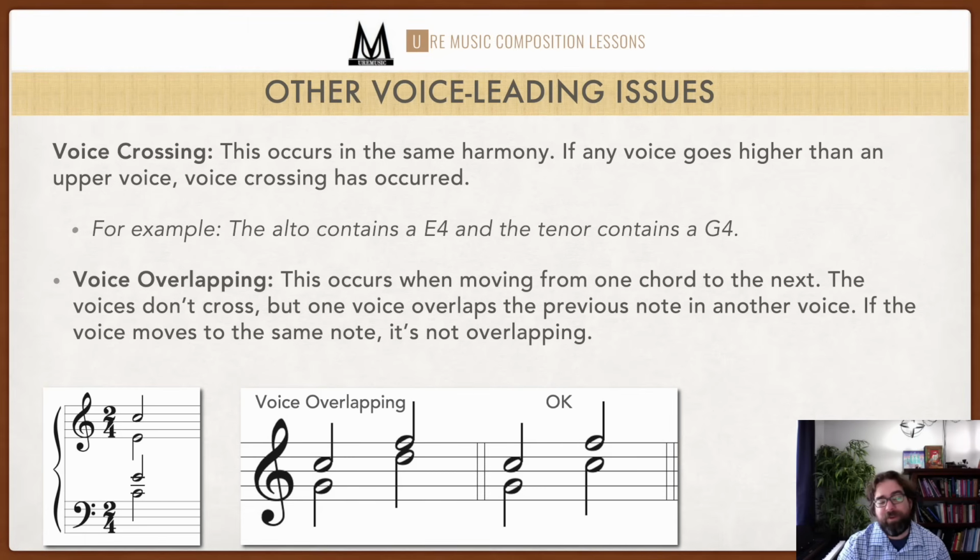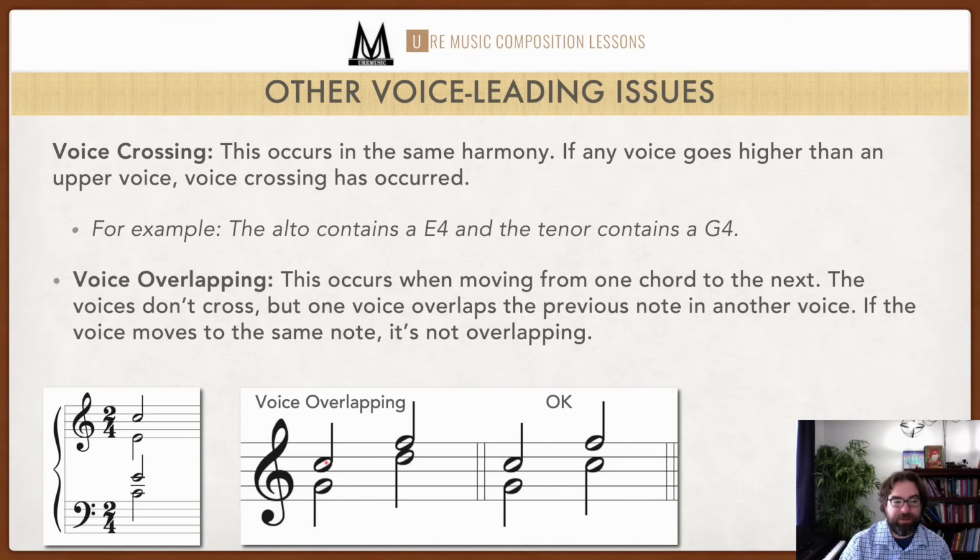Okay, so a few issues that students often encounter in their harmony writing when they're writing for four parts. The first one would be voice crossing. This occurs in the same harmony. So if you look at this chord right here, this G4, because it's in the fourth octave register, actually sounds right here on the second line of the treble clef. So the tenor is actually higher than the alto. That would be an example of voice crossing, and that would be an error.